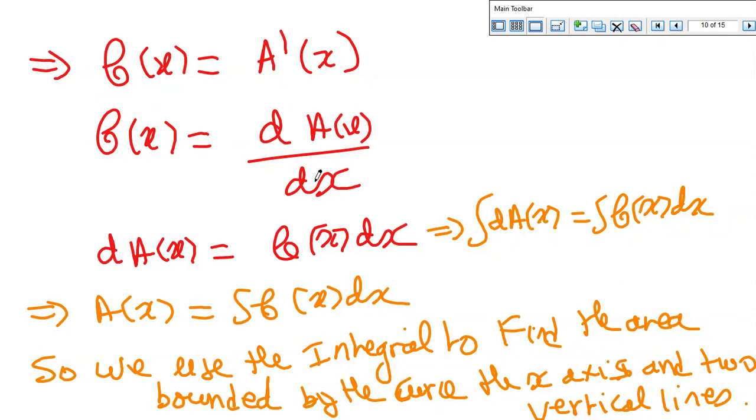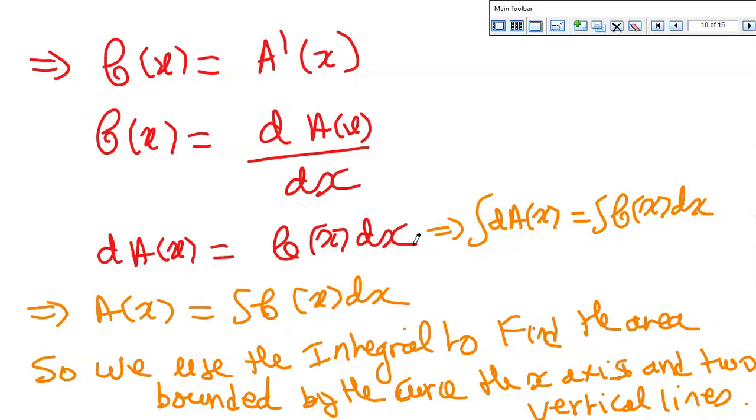Now how can I find the area? If you cross multiply, you will have dA of x equal f of x dx. So I need to do the integral on the two sides. What is the antiderivative of the derivative? It's the area itself, and it gives me the integral of f of x dx.